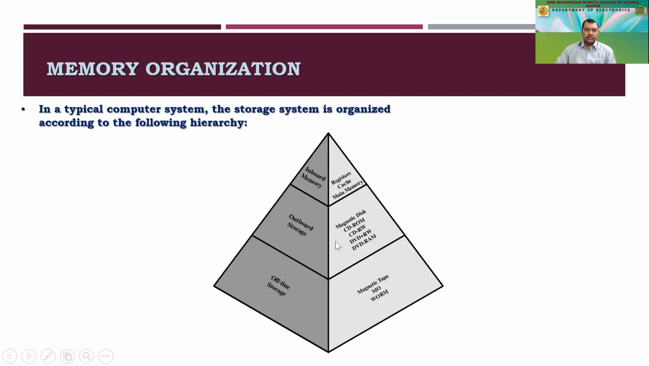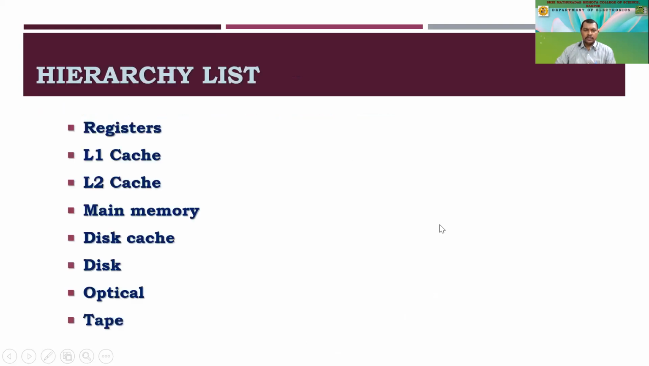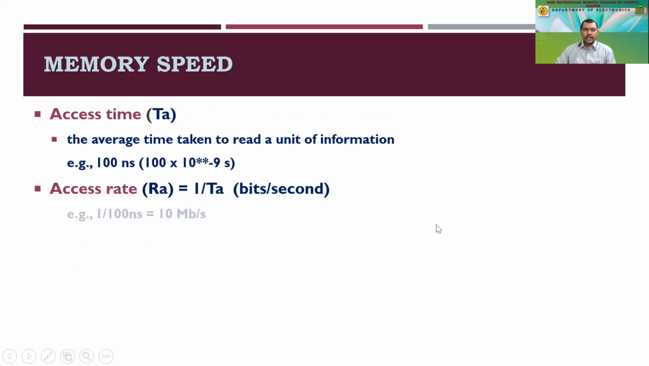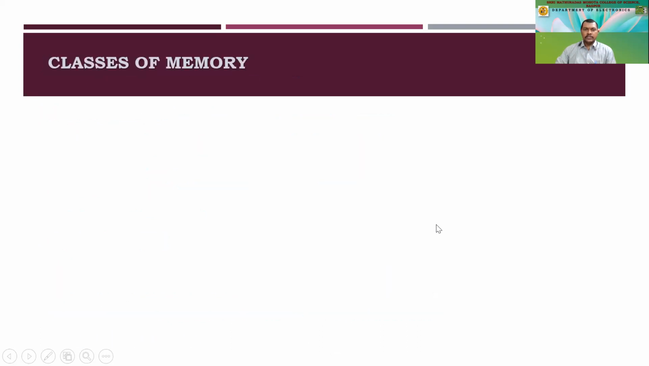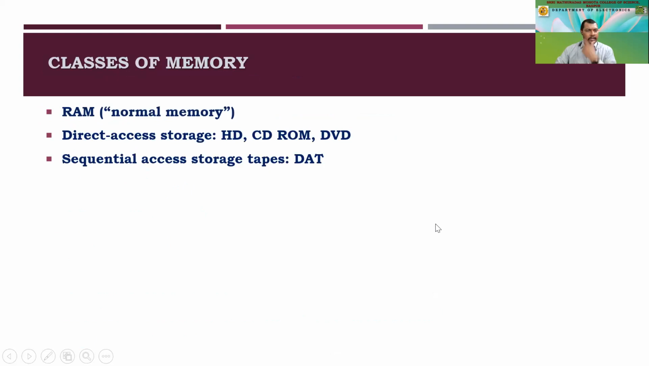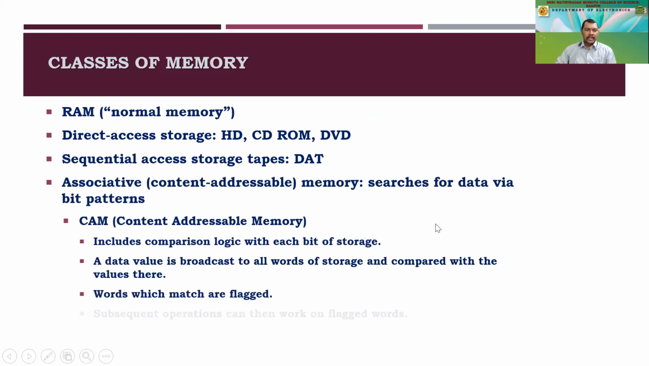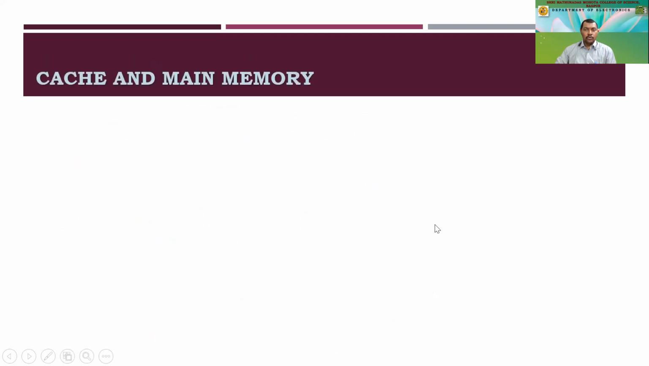Then this is where the memories are situated relative to the CPU, right? Inboard memory is very near, on the motherboard. Outboard storage is magnetic disk, CD-ROM, CD read write, DVD read write. Then offline storage is magnetic tape, MO and WORM. These are again the hierarchy list. These are the memory speeds: access time, access rate, cycle time, and bandwidth or transfer rate. Then classes of memory: RAM, direct access memory, sequential access, CAM is also there, and ROM is also there at the end.